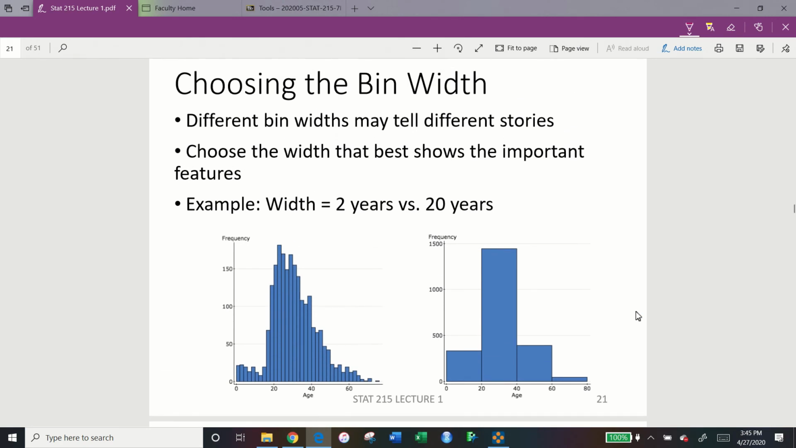So one important topic we need to think about is choosing the bin width. Different bin widths may tell different stories, and we need to choose the width that best shows our important features. If we take a look at these two frequency distributions, still using our Titanic data set, the first graph on our left has bars representing every 2 years. So passengers from 0 to 2, 2 to 4, and so on. However, if we look to our right, each of those bars represents 20 years.